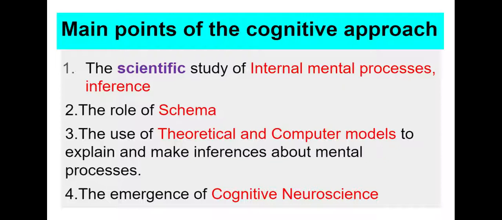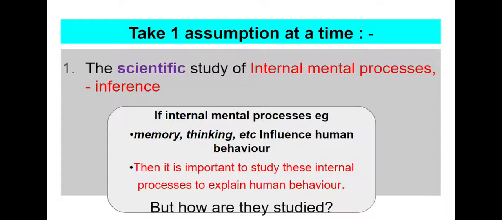So the first one is the scientific study of internal mental or cognitive processes. And there is an example here that you are going to need to be aware of and be able to describe. And the example is called inference. So we're going to look at this before we go on to 2, 3, and 4.